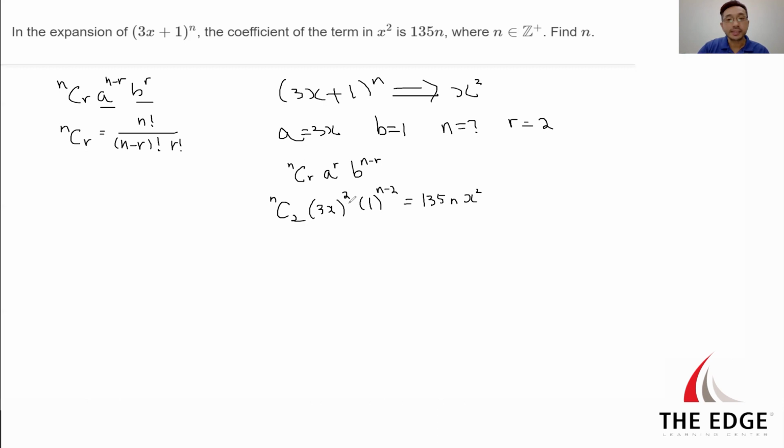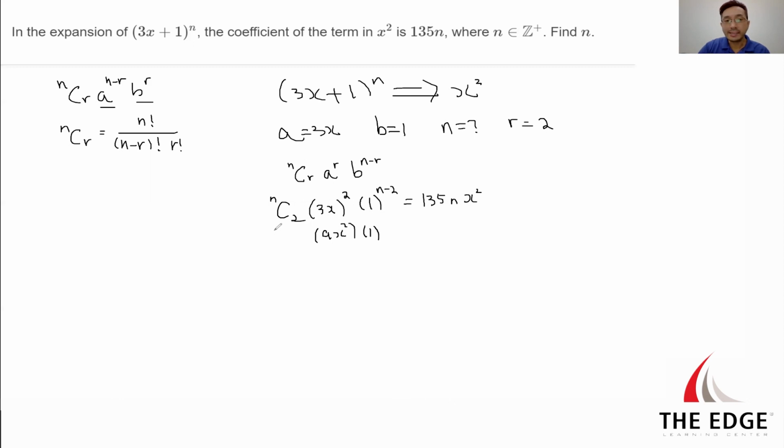So let's go ahead and see what we can do. The first thing I notice is that (3x) squared, when I expand that, is going to give me 9x squared. That's not too bad. 1 raised to the power of n minus 2: well, 1 raised to any power will still be 1, so we can write that down immediately.